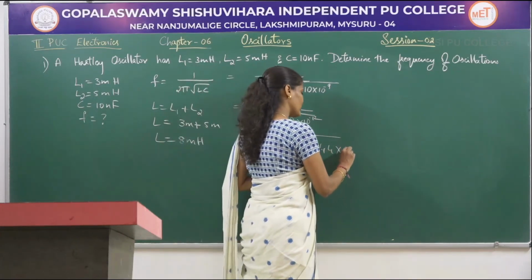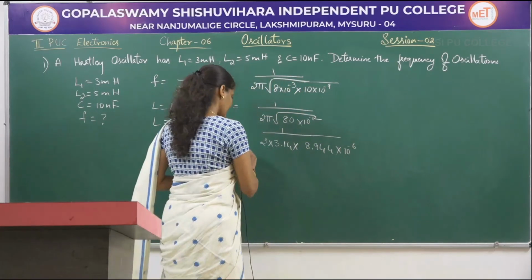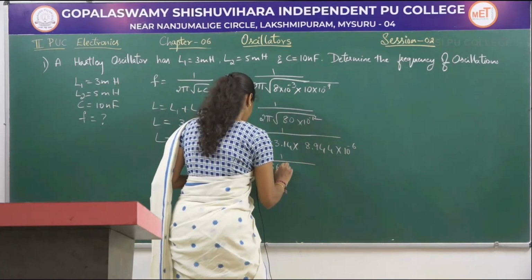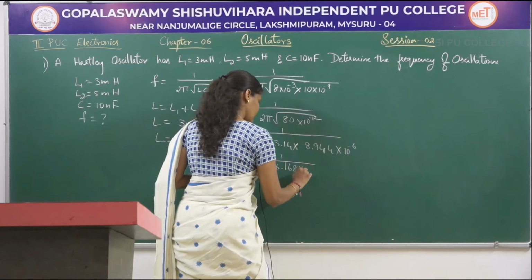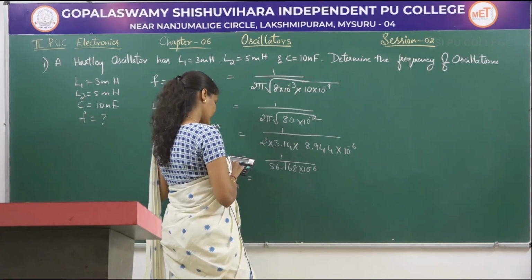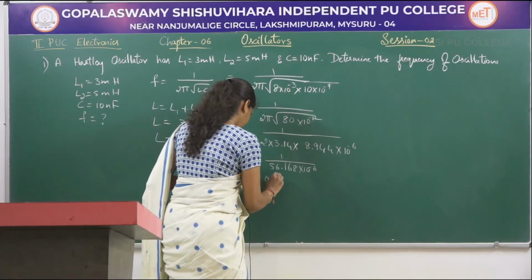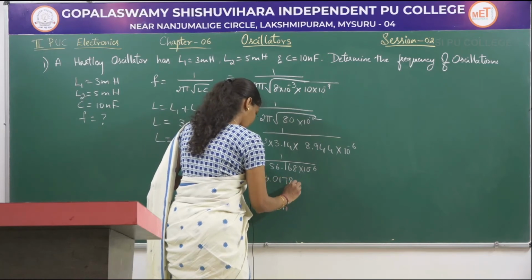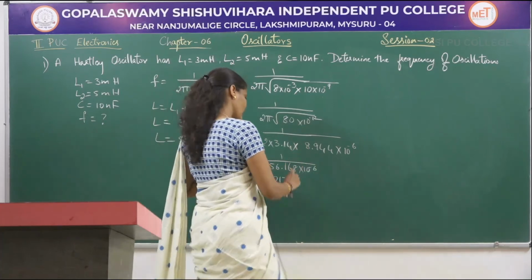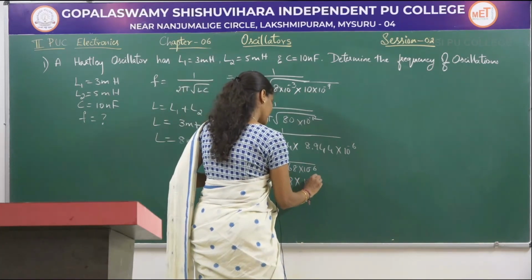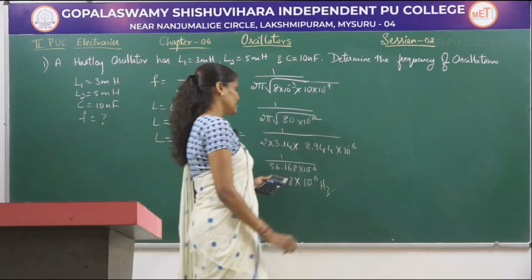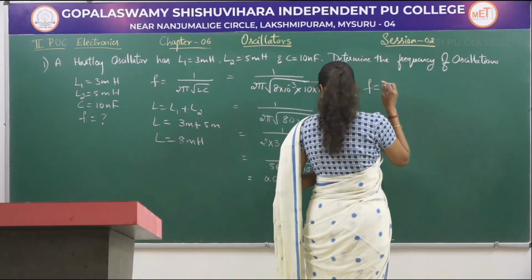When it comes out of the square root, it is 10 to the power of minus 6. So let us multiply this. This is equal to 56.168 into 10 to the power of minus 6. So 1 divided by this answer will give me 0.0178 into 10 to the power of minus 6 in the denominator. When it goes to the numerator, it will become 10 to the power of plus 6 hertz. So frequency is this much, but let me convert this into kilohertz.